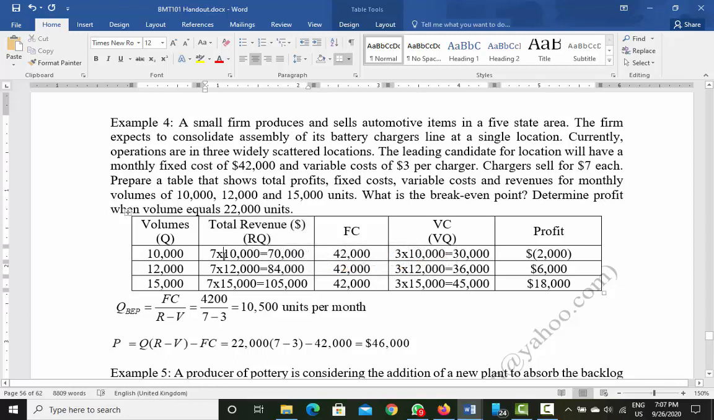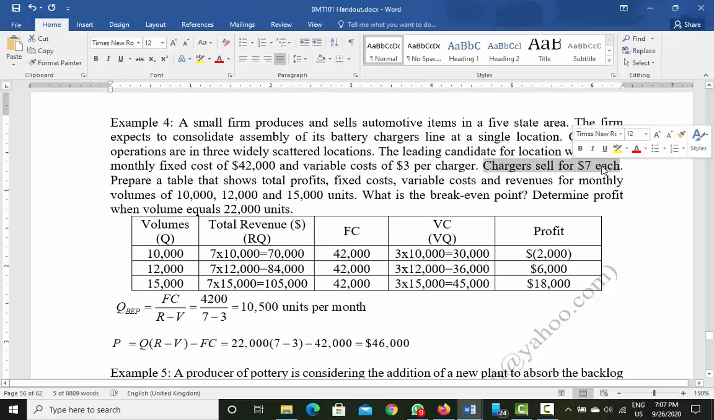We can see that revenue per unit, the value of R, is $7. So $7 multiplied by 10,000 units is 70,000. Fixed cost is obviously 42,000. Now the variable cost is $3 per unit. So if you produce 10,000 units, 3 multiplied by 10,000 is $30,000.